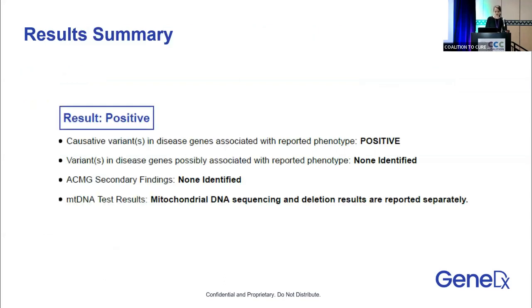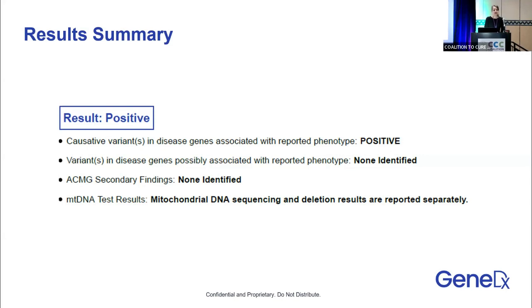In the next section of the report on page 1, whether the result is positive or negative will be in that blue box. And then it further breaks it down with the bullet points. For causative variants in disease genes associated with the reported phenotype, you'll see that that's positive. The next section encompasses a category that we use called candidate gene, where there's a change in a gene that is highly suspicious of causing disease, but we're not quite sure of the classification. In this particular report, none were identified.